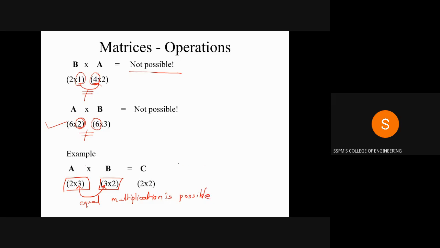And what will be the resultant matrix? What will be the order of the resultant matrix? It is 2 cross 2. So see, the first number and the last number suggest the order of the resultant matrix, which will be 2 cross 2, and the equality of these two middle numbers suggests the matrices are multiplicable.